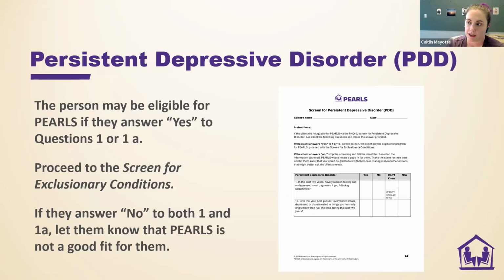All right, here is our persistent depressive disorder screen. Basically, they may be eligible for PEARLS if they answer yes to either of these questions. So it's a great way to capture people who are having these symptoms, just not qualifying technically for depression. If they do answer no to both of them, then let them know that PEARLS may not be a good fit for them, and that's okay too.